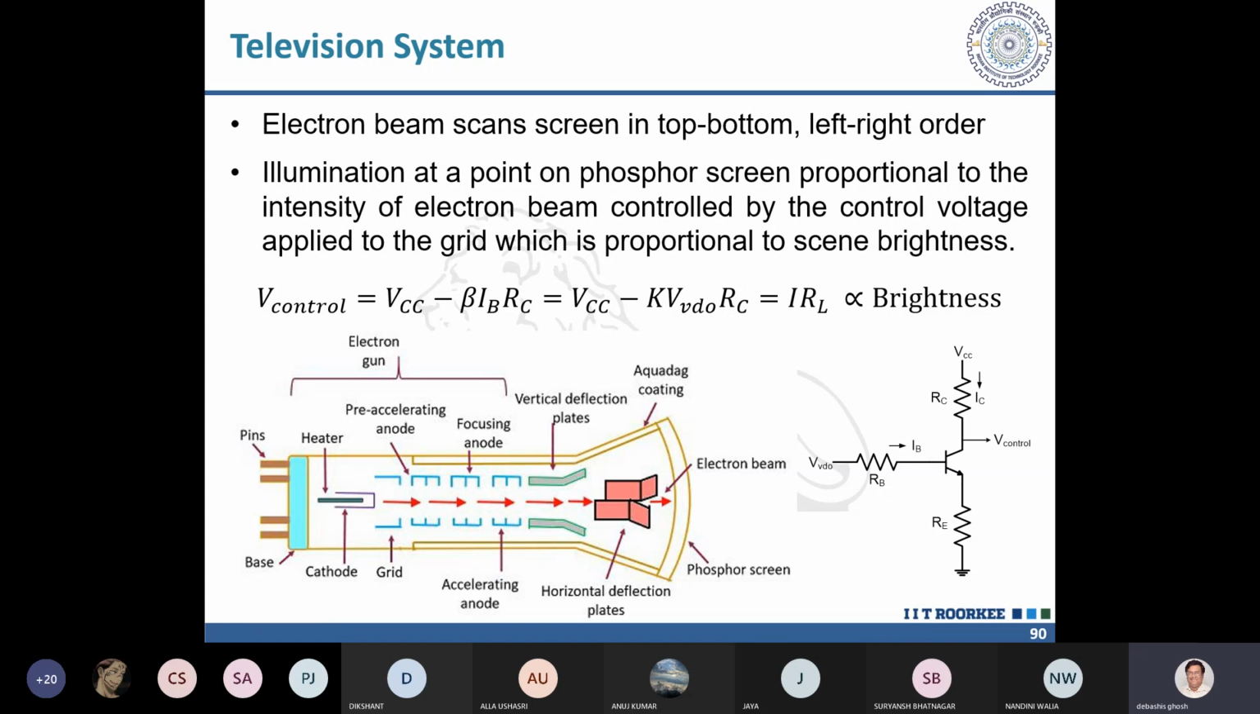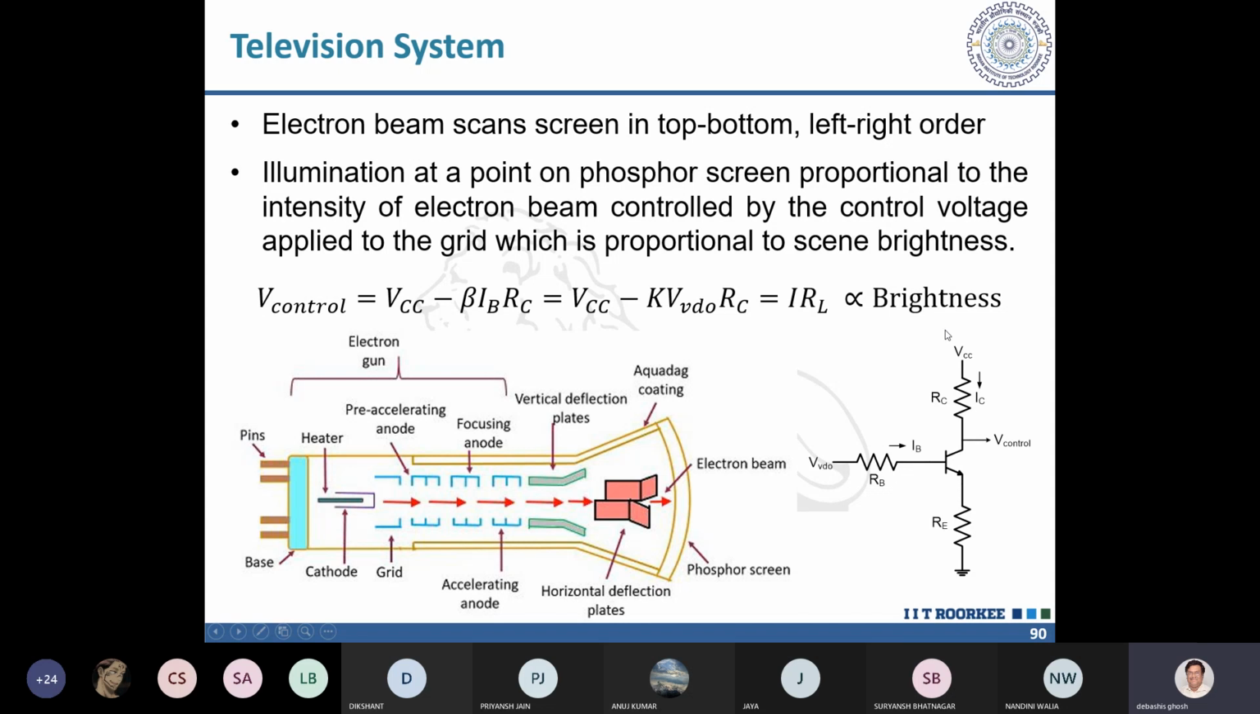Okay, so that is how it happens. Now here I have a grid, and this grid actually controls the brightness. This is the grid where I will be applying the control signal. I have given just a basic relation for your easy understanding, although the circuit is not so easy, but I have given a simple circuit here for your understanding.